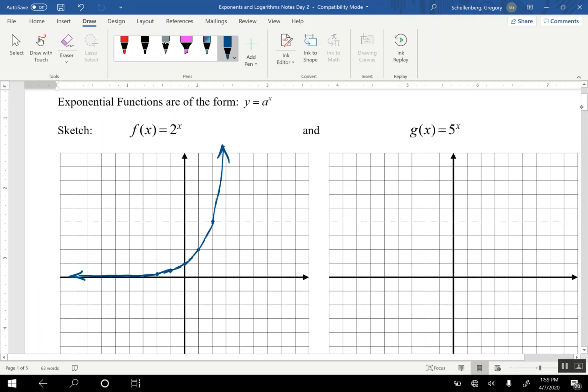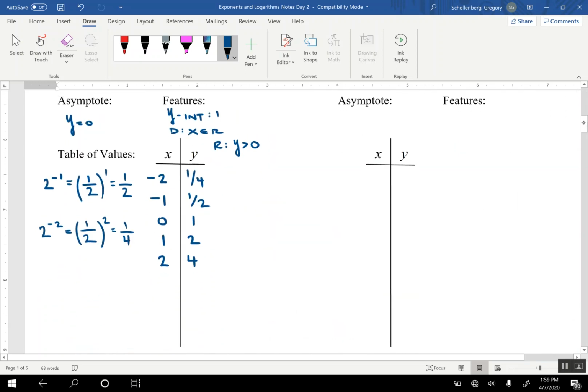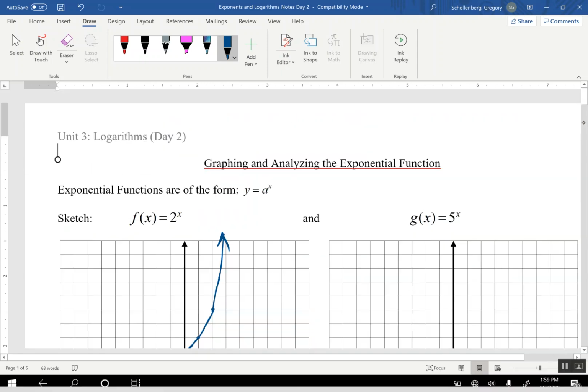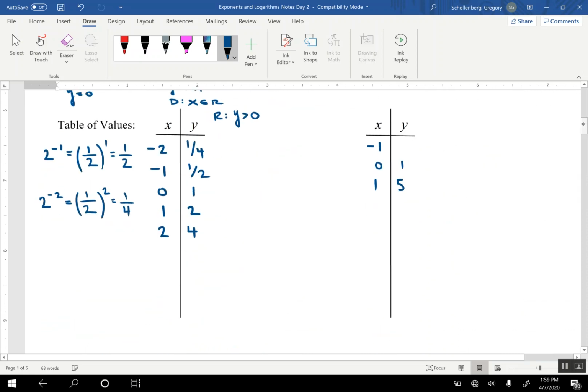Okay, let's look at 5 to the x. And we can create a table of values for ourselves. I'm just going to use -1, 0, and 1. Everything else, if we did 5 squared, 25, that's off the graph. But so 5 to the power of 0, zero exponent law, this is 1. 5 to the power of 1 is 5. And 5 to the power of -1, so we're reciprocating the base, we get 1 over 5.